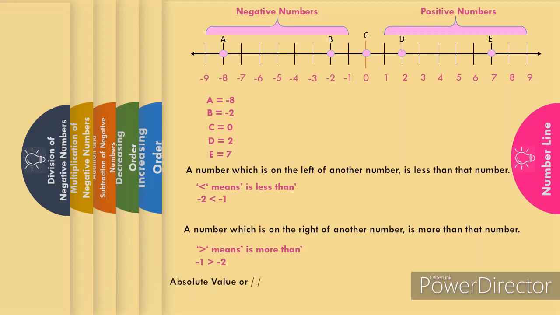Let's have the absolute value, for which we use this symbol. For example, the absolute value of -2 is +2. The absolute value of -5 is +5. The absolute value of -8 is +8 or 8.